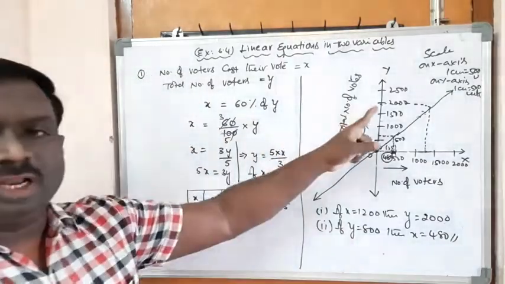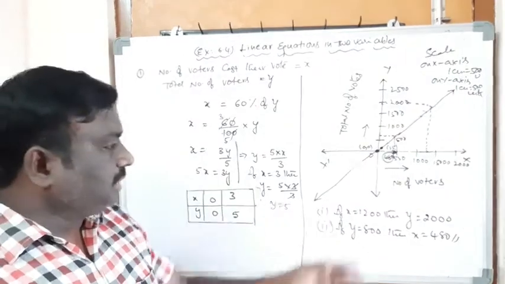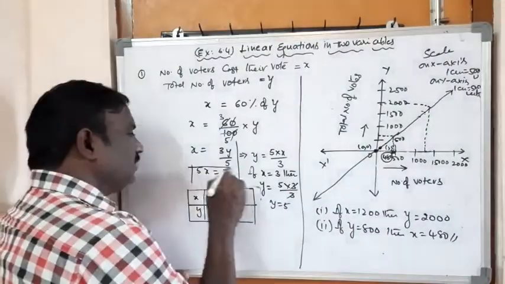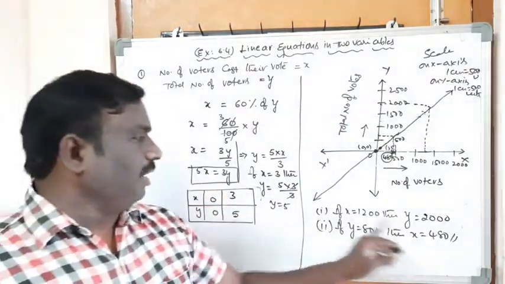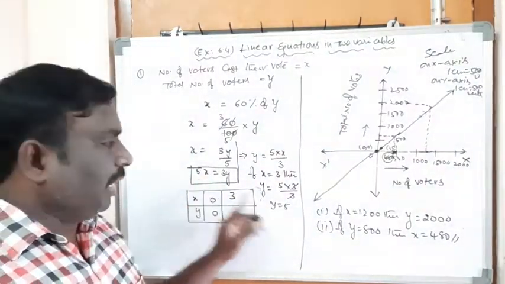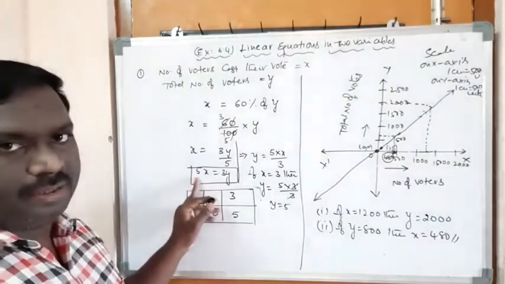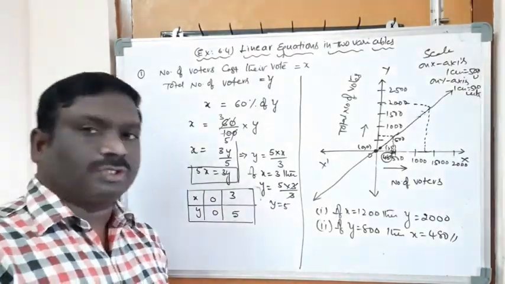From the graph only we can say the solutions without doing the calculation. That means substitute the x value in this equation. Actually our linear equation is this one. Substitute x value 1200, definitely you will get y value 2000 by simplification. And y value 800, definitely you will get x value 480. So like this we have to do the solution of the first question.